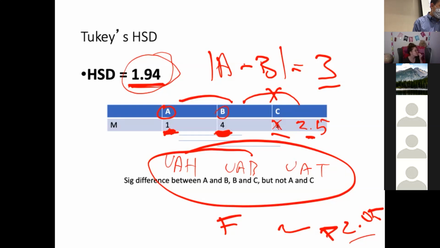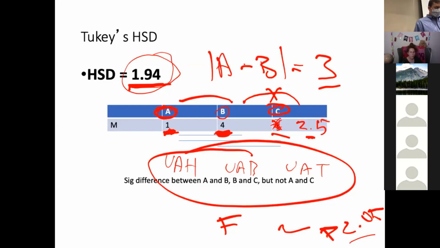Let's just continue on with the new data I have here, rather 2.5. We would say that there is a 1.5 difference in means between A and C. Compare that against our 1.94. That's not bigger than 1.94. And so we say that there is no significant difference between A and C.